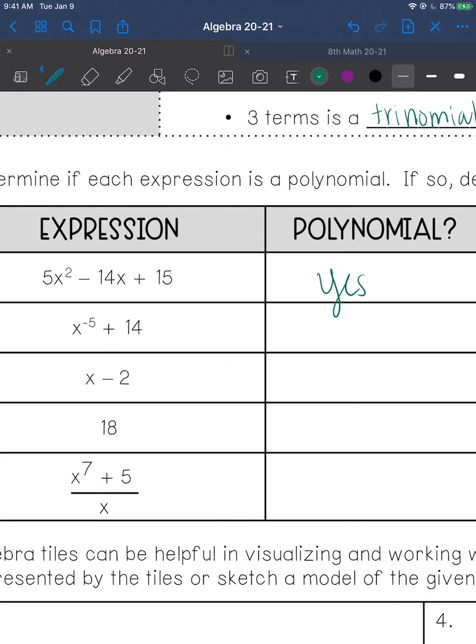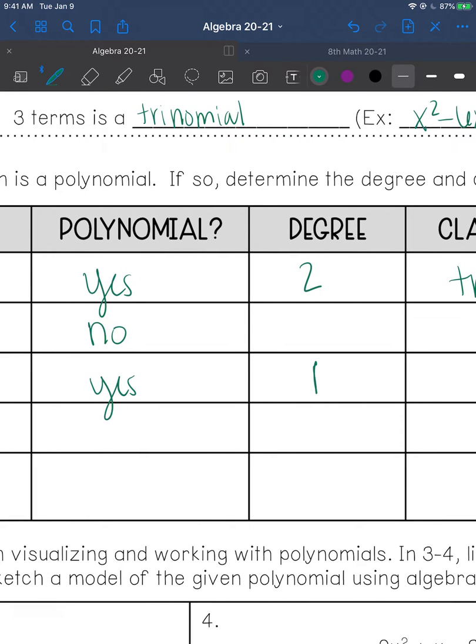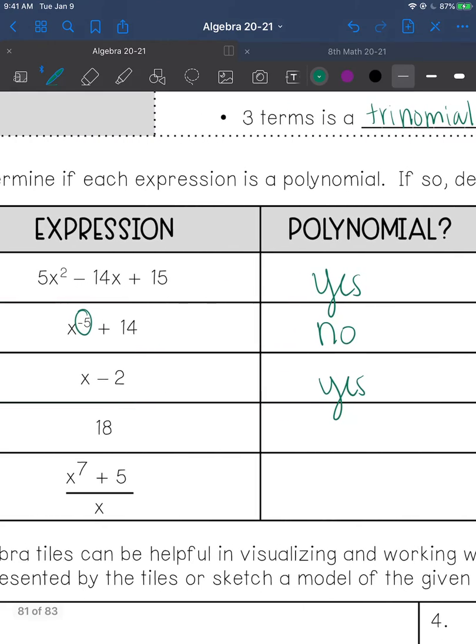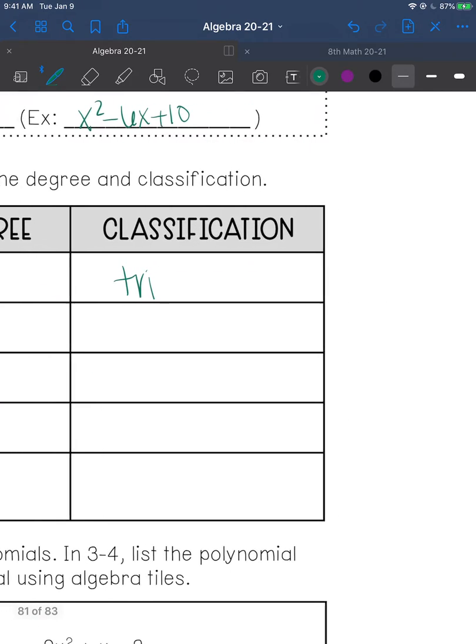Okay, x to the negative 5th plus 14. Polynomial? No, we have a negative exponent, so no. And I don't need to fill out the rest of it because it's not a polynomial. x minus 2. Yes. What's my degree? 1. Remember, anything to the 0 power is equal to 1. x to the 0 power is 1. 3 to the 0 power is 1. So if there is an x, then that means that the power is 1. Okay, classification. Binomial.